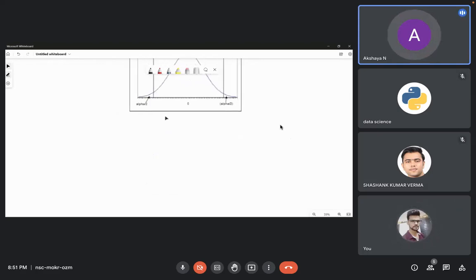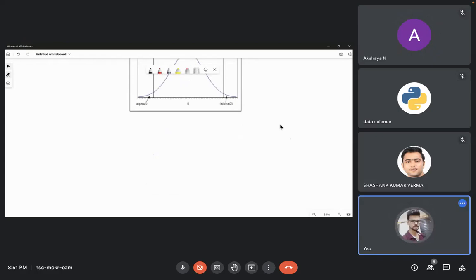It is left side, right side. Yes, correct. Now consider case 2. Let me draw one more diagram. Just hold on.